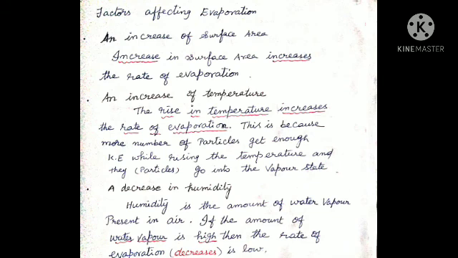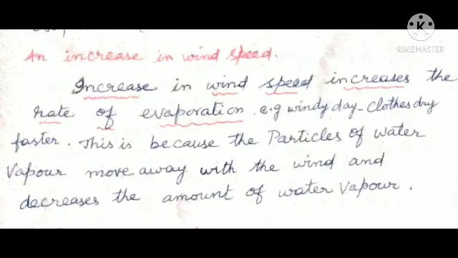A decrease in humidity. Humidity is the amount of water vapor present in air. If the amount of water vapor is high, then the rate of evaporation is low. Next, an increase in wind speed. Increase in wind speed increases the rate of evaporation. Example, on a windy day, clothes dry faster. This is because the particles of water vapor move away with the wind and decrease the amount of water vapor.